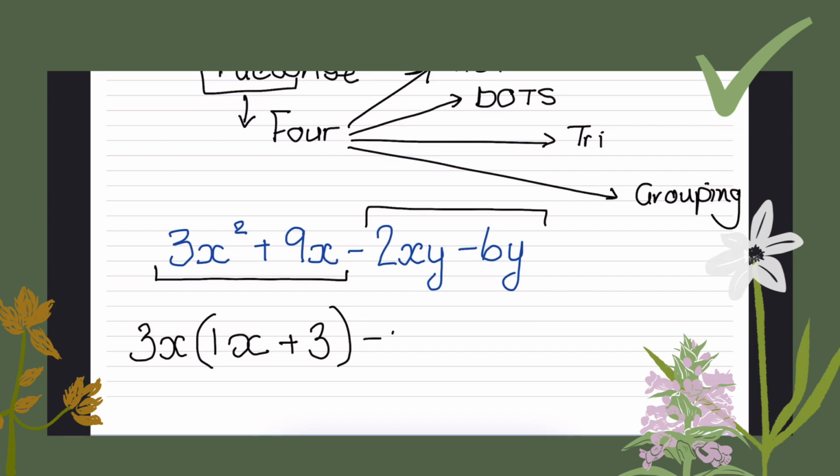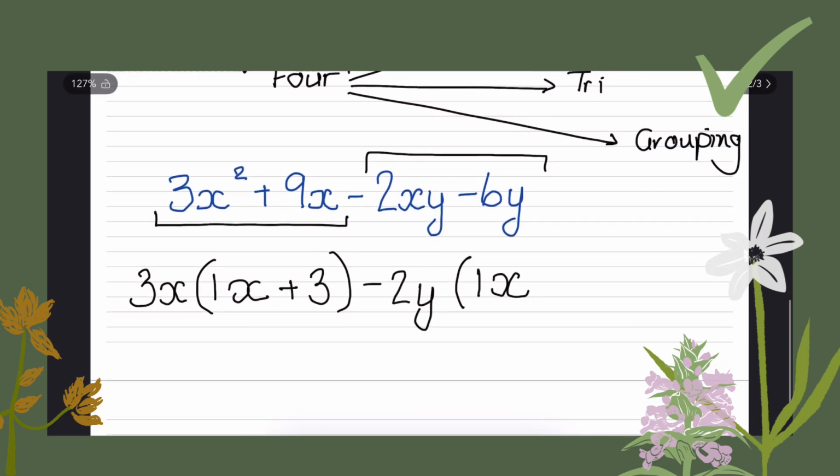So I'll take out a negative 2y this time. Same thing again. Negative 2 divided by negative 2 is 1. Y divided by y is 1, leaving me with my x. And then I have, apologies, negative 6 divided by negative 2, which will then be positive 3. And then my y divided by y would be 1. So that's what I have.